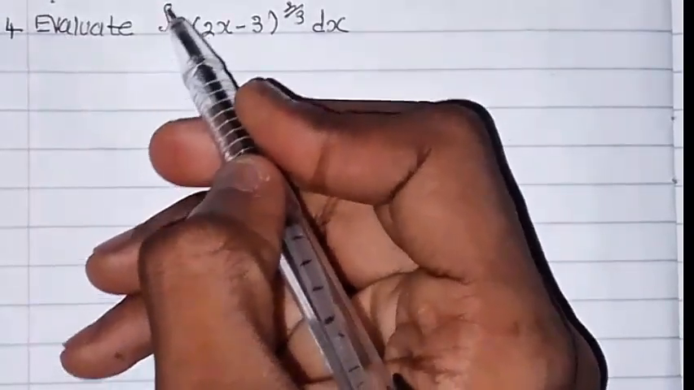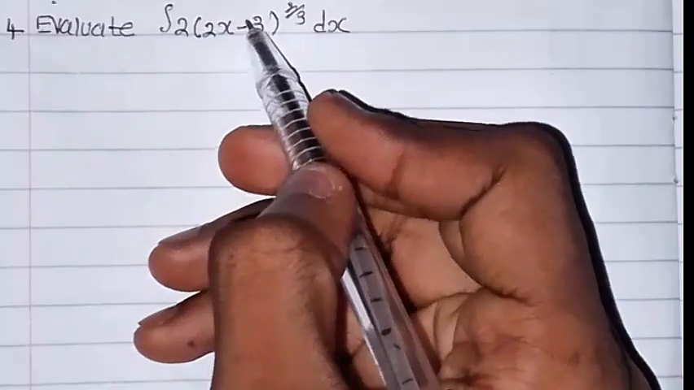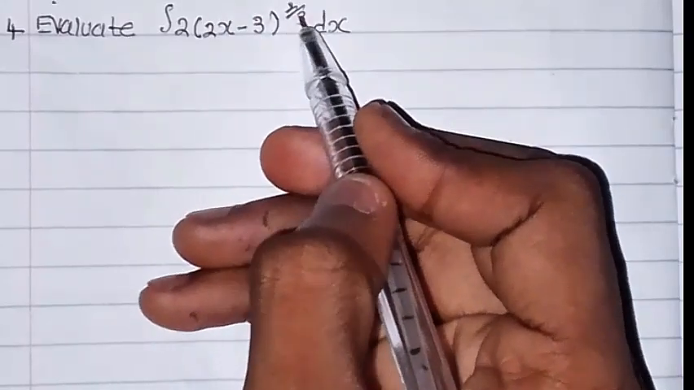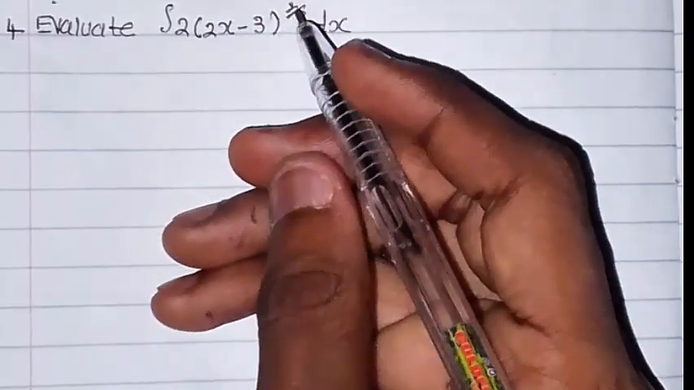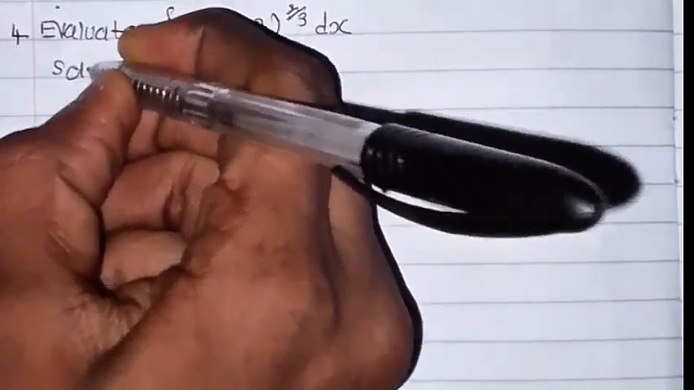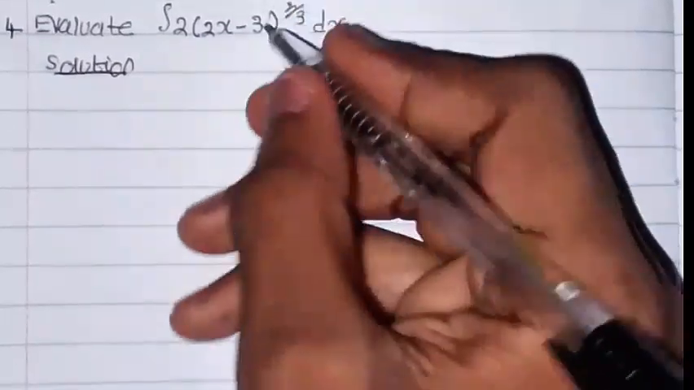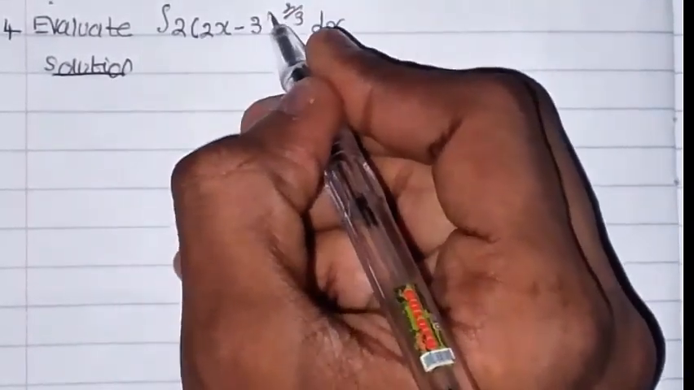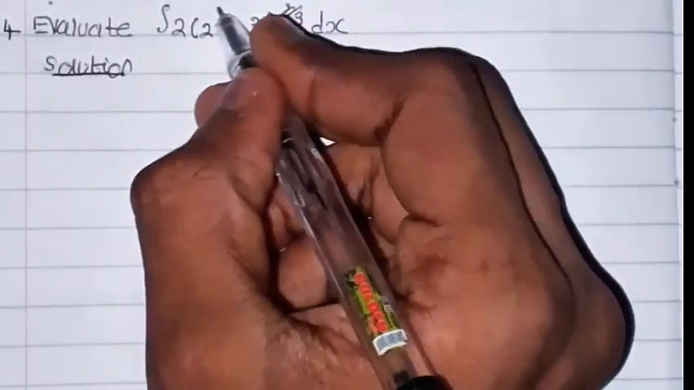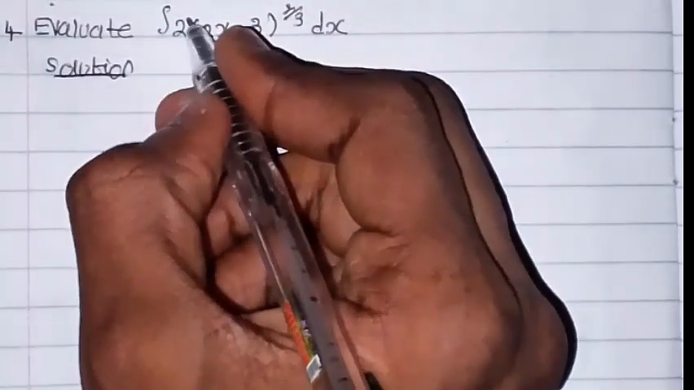Evaluate the integral of 2 in bracket 2x minus 3 to the power 2 over 3 dx. Now this is quite a complex question, but first let's analyze. Alright, solution. If you observe 2x minus 3, if I find the first derivative of 2x minus 3, as we did before, I'm going to get 2.